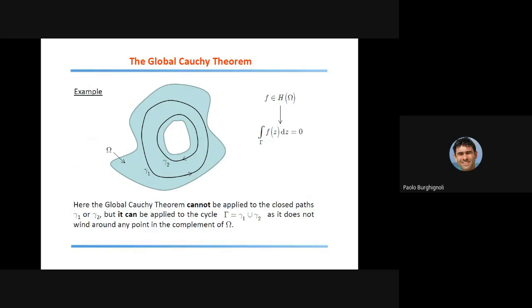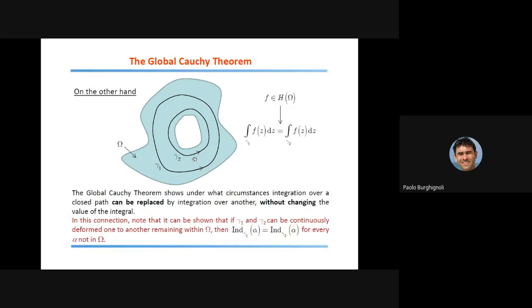As a consequence, if we now change the direction of gamma 2 in order to let it also wind in an anti-clockwise direction, then we may conclude, as the theorem said, that the value of the integral made around gamma 1 is equal to the value of the integral made around gamma 2.